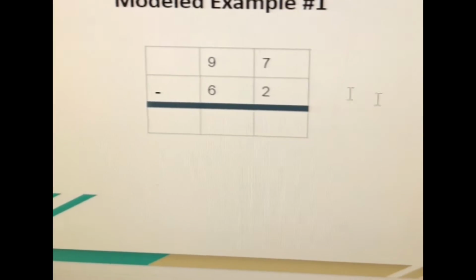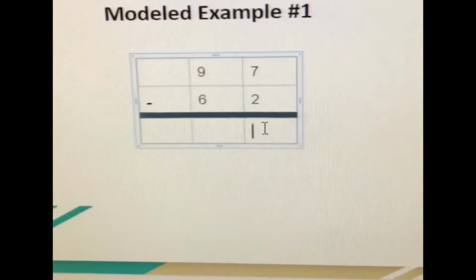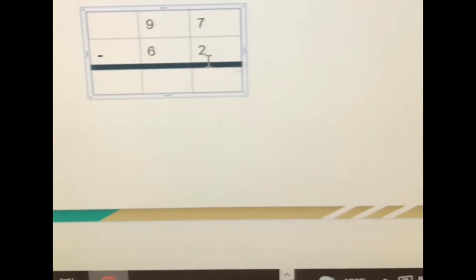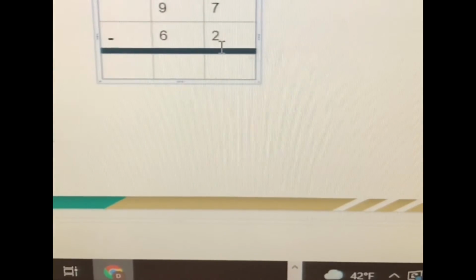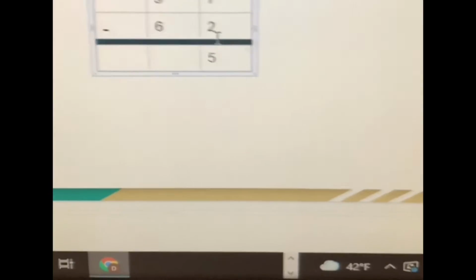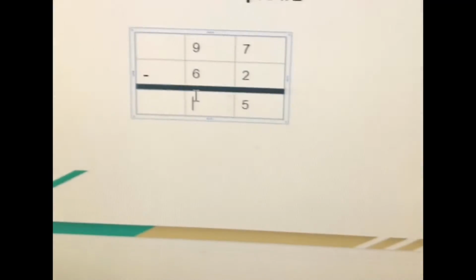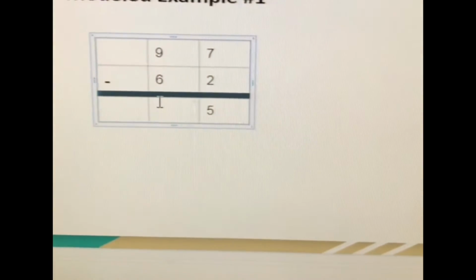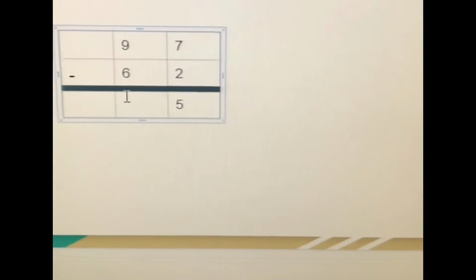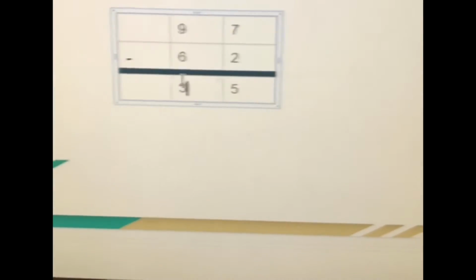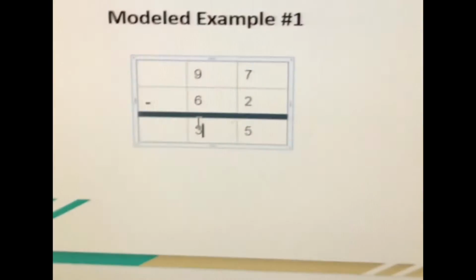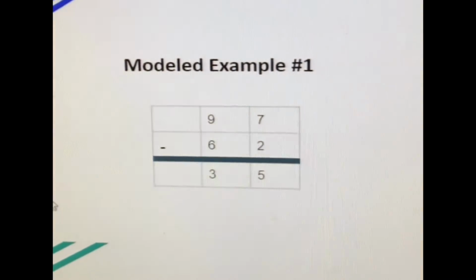So we're going to start off here. Seven minus 2 equals 5. So we have a 5 in the ones place. 9 minus 6 equals 3. We have a 3 in the tens place, 3 tens, 5 ones, and our answer is 35.